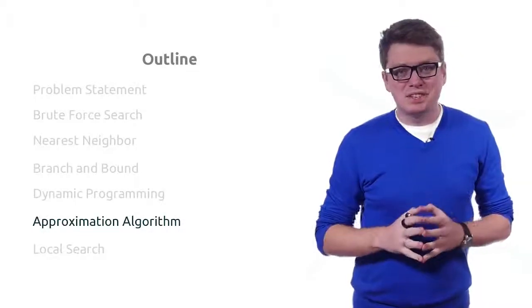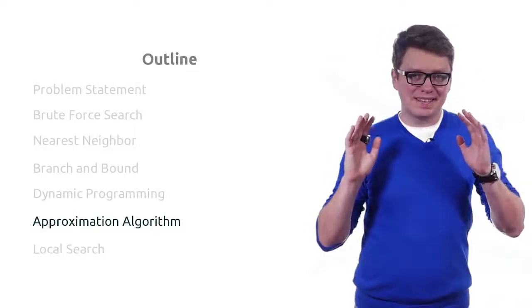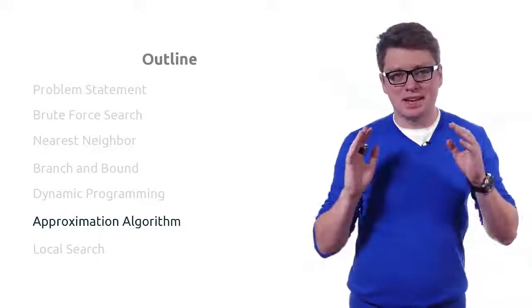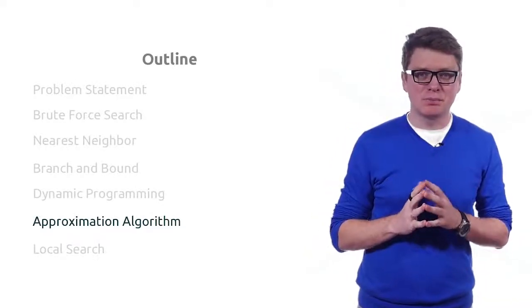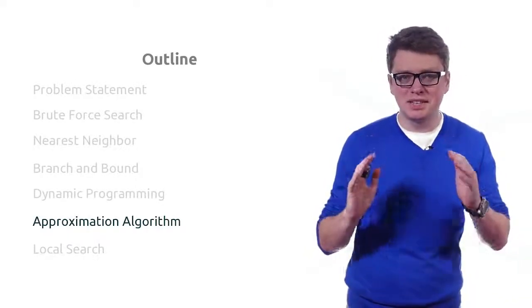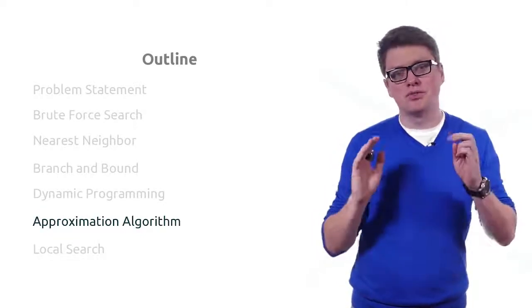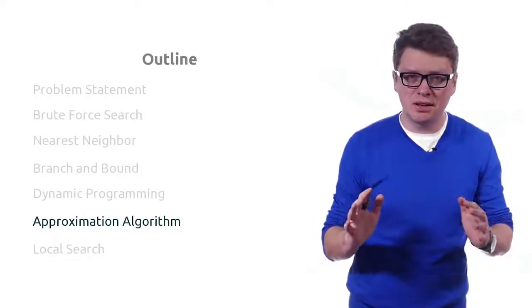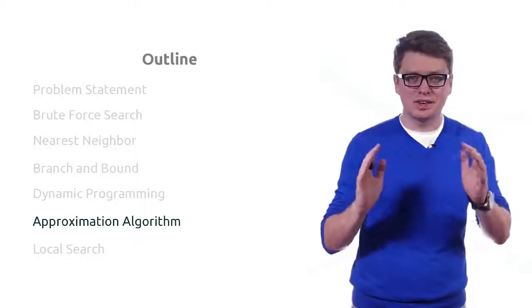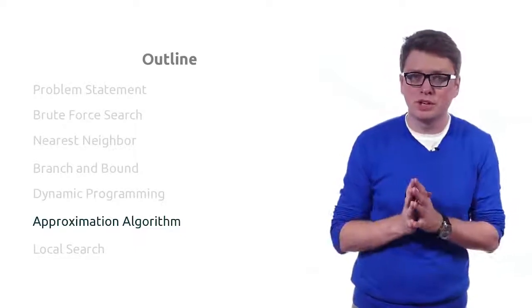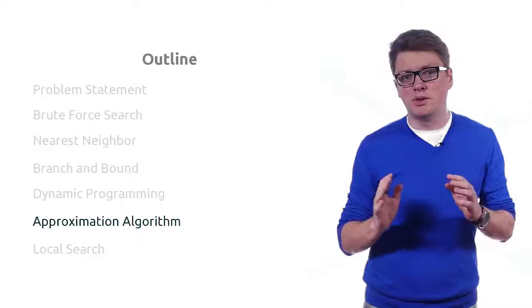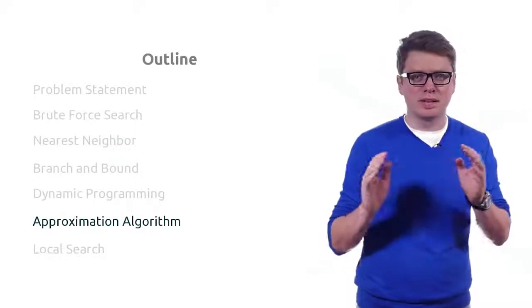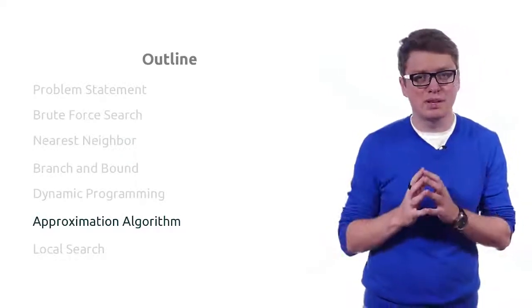As we've discussed in the previous videos, the exact solutions that we currently have for the traveling salesman problem do not guarantee us any polynomial running time. So we currently do not have any algorithm that is guaranteed to produce an optimal solution in polynomial time, say in n squared or n cubed or even n to the power 100.